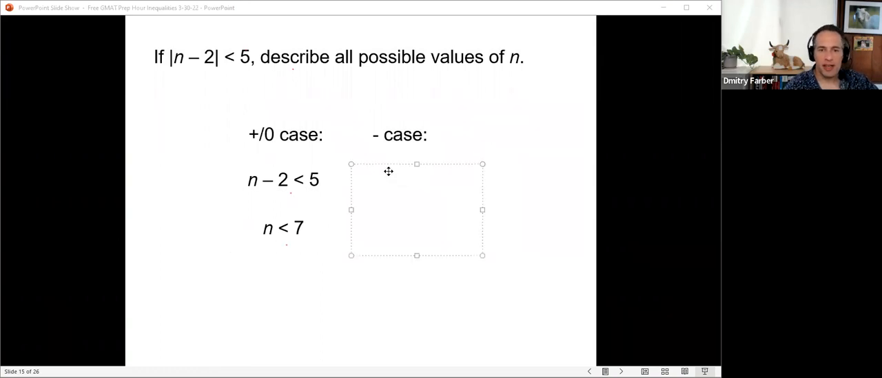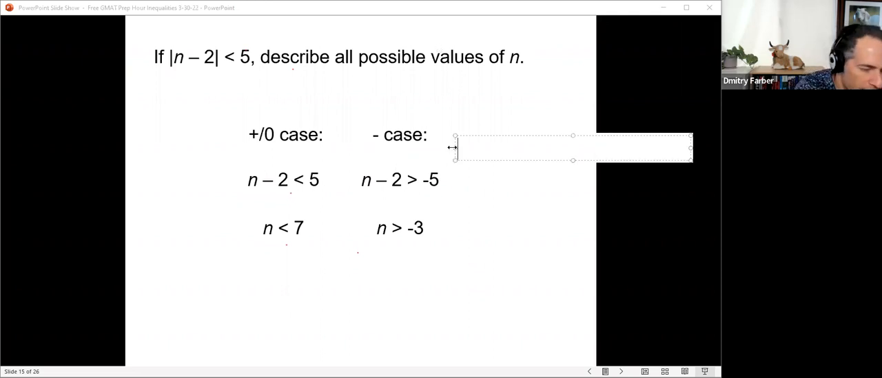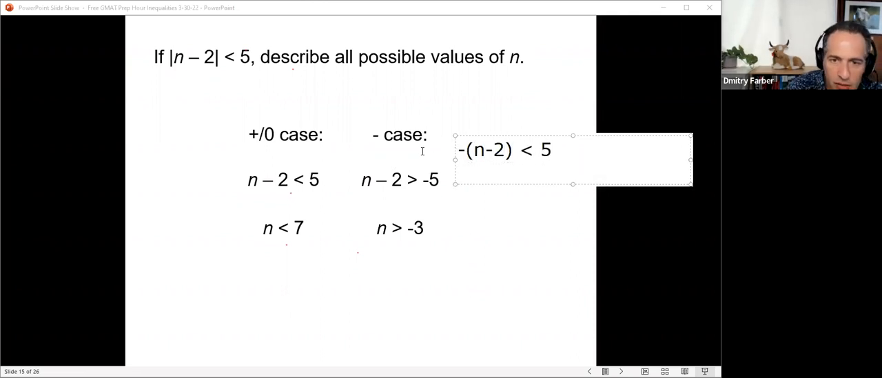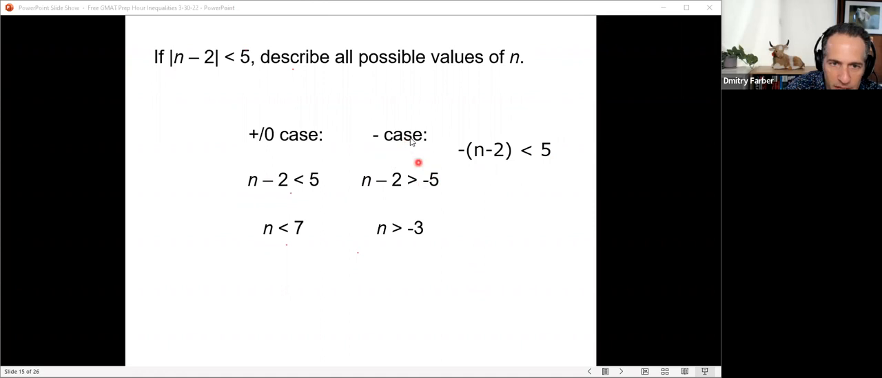The other possibility is a negative case, in which case I'd say n minus 2 is greater than negative 5. And what a lot of us will do is flip that instead of writing the interim step. I could have initially written negative of n minus 2 is less than 5, and then multiplied through by a negative to get this. But if I don't need this step, I'll just jump here. When I'm doing the negative case, I flip the sign and flip the value of the piece on the right. Then I add 2 to both sides and get n is greater than negative 3. So this is one way I could do it.